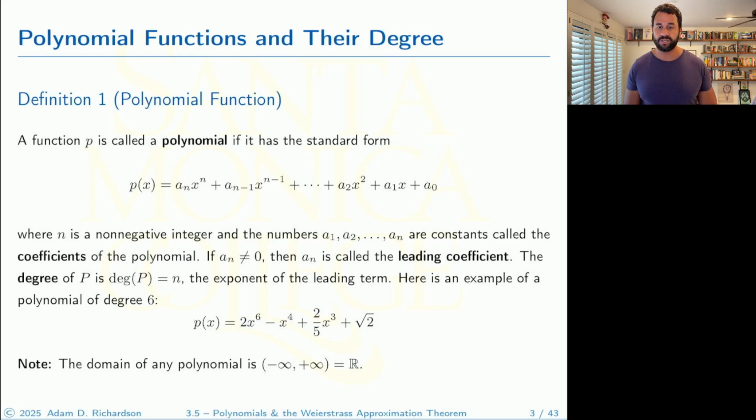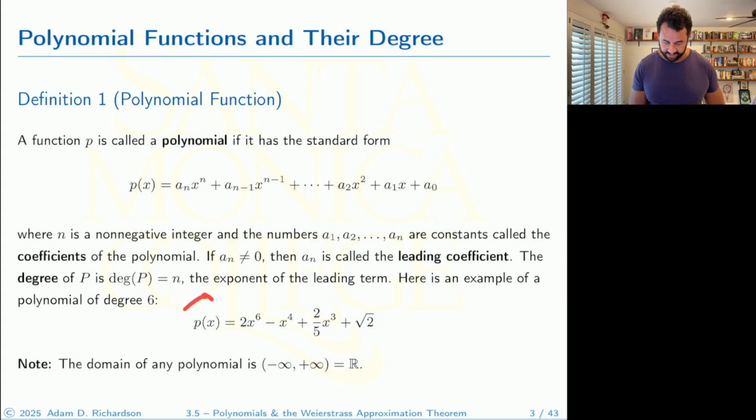But notice that it's really just a sum or a difference of a bunch of those what are called power functions. 2 times x to the 6th minus x to the 4th plus 2/5 x cubed plus square root of 2. The coefficients, the numbers involved here could be real numbers. Right now we're just focusing on real numbers, and then we're going to generalize this after the next section when we talk about complex numbers.